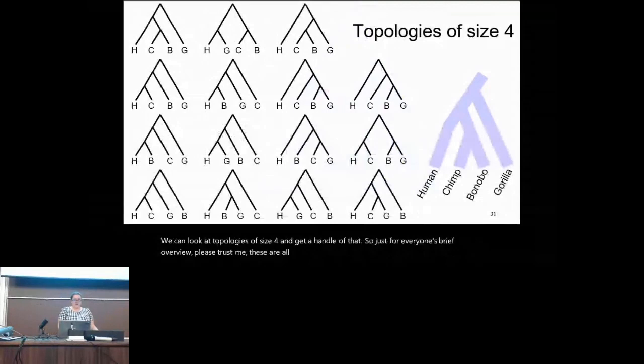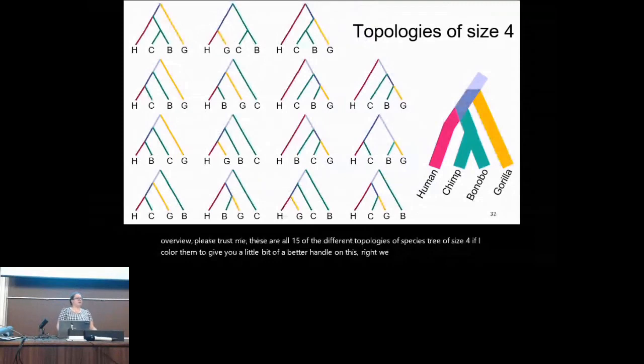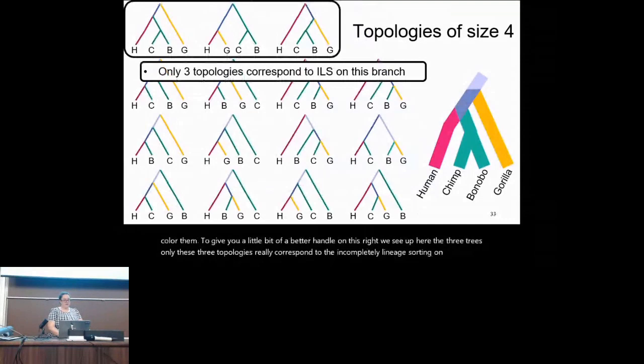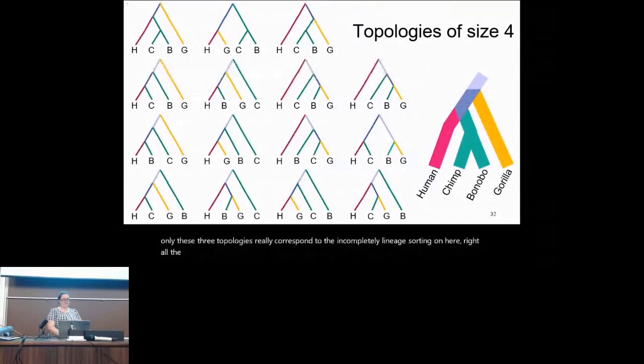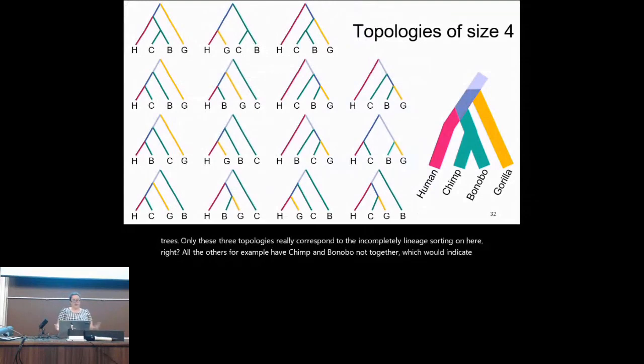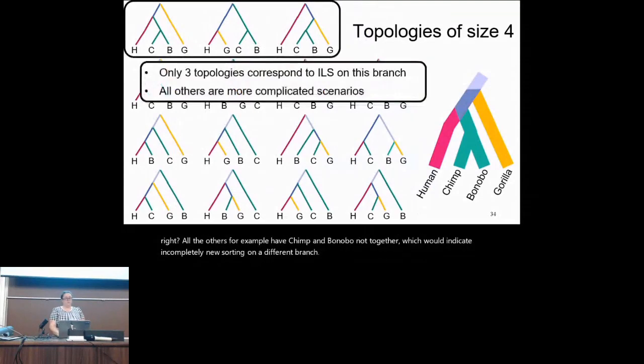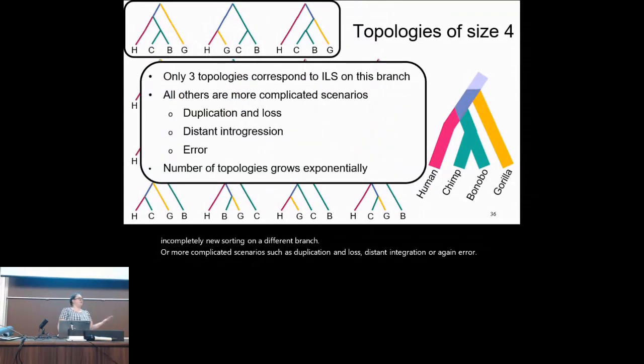If I color them to give you a better handle on this, we see up here the 3 trees. Only these 3 topologies really correspond to the incomplete lineage sorting on this branch. All the others, for example, have chimp and bonobo not together, which would indicate incomplete lineage sorting on a different branch, or more complicated scenarios such as duplication and loss, distant introgression, or again, error. And again, when we do this, the number of topologies explodes exponentially.